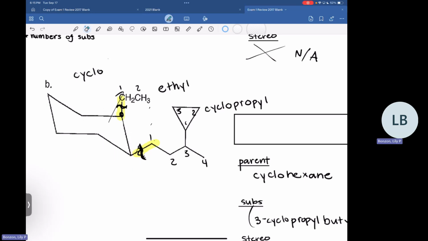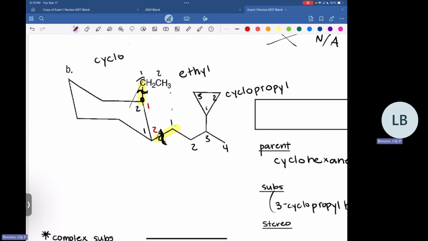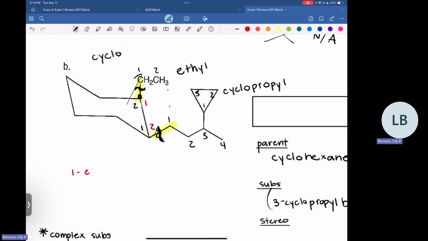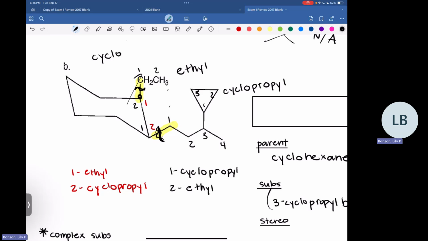So since we only have 2 substituents, we can only either get 1, 2 or 1, 2 for our numbers. So the numbers are going to be the same. So then again, we go to alphabet. If we look at the red numbering, this would be 1 ethyl, and then the other one would be 2 cyclopropyl. If we did it with the black numbering, it's going to be just the opposite: 1 cyclopropyl and 2 ethyl. So in this case, we are looking at C or E. And so C obviously comes first in the alphabet. So this is going to be the numbering that we do.